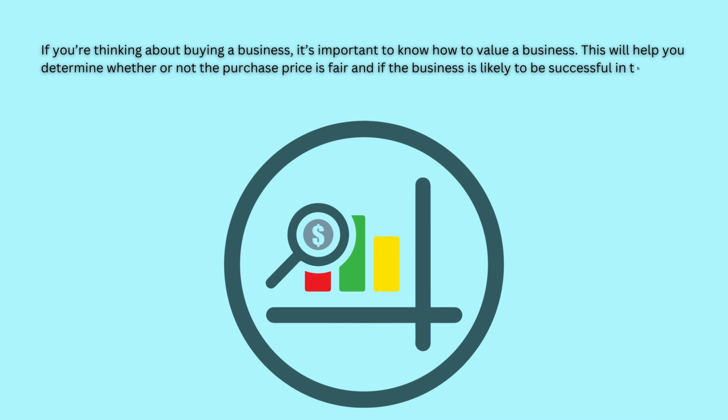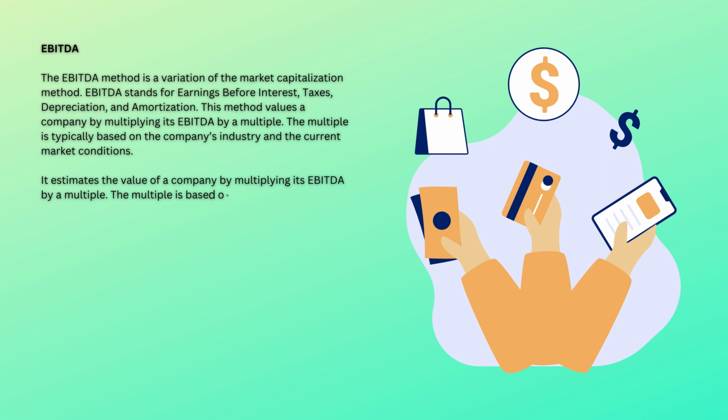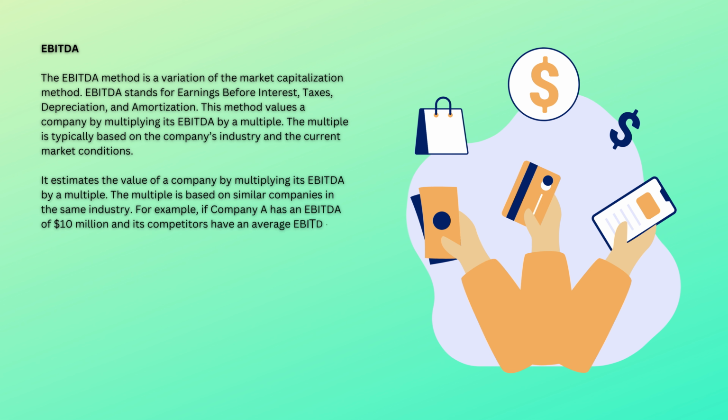EBITDA. The EBITDA method is a variation of the market capitalization method. EBITDA stands for earnings before interest, taxes, depreciation, and amortization. This method values a company by multiplying its EBITDA by a multiple. The multiple is typically based on the company's industry and the current market conditions. It estimates the value of a company by multiplying its EBITDA by a multiple. The multiple is based on similar companies in the same industry. For example, if Company A has an EBITDA of $10 million and its competitors have an average EBITDA multiple of 10, Company A would have a value of $100 million.